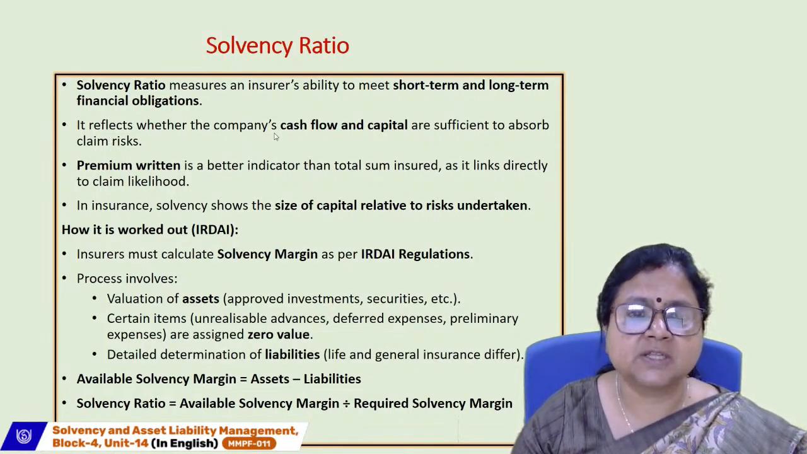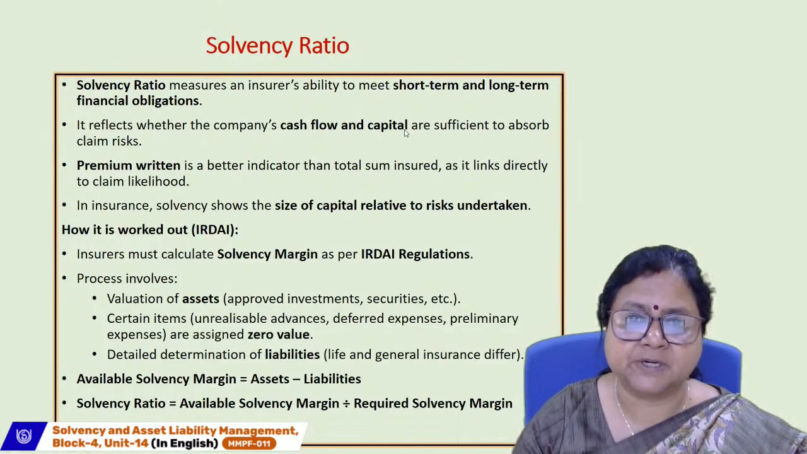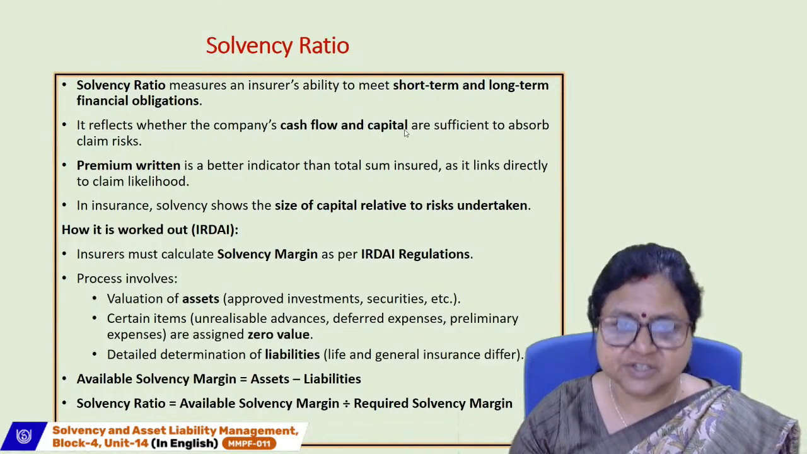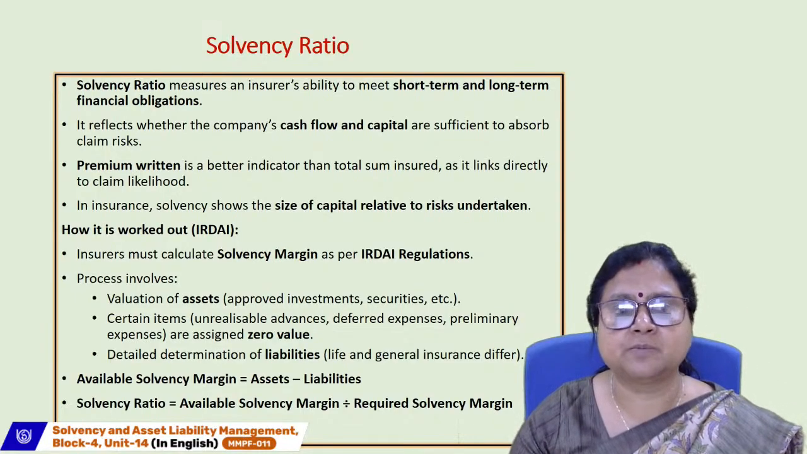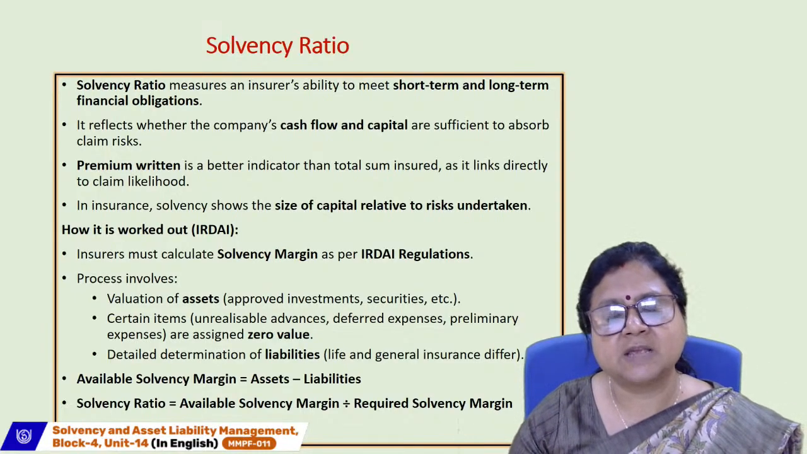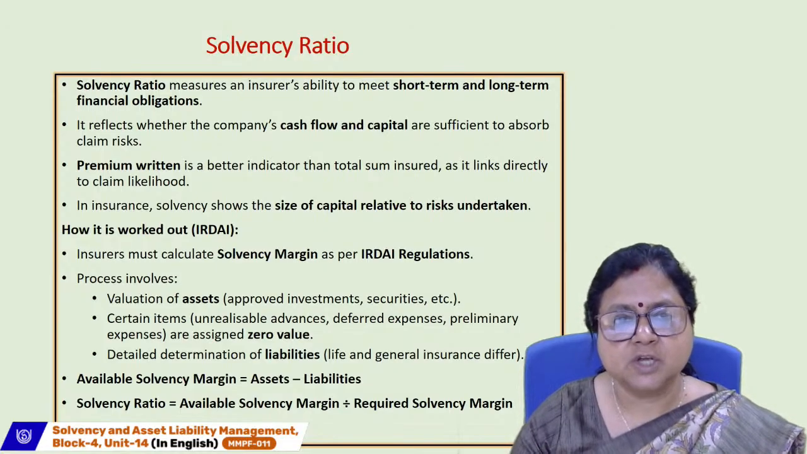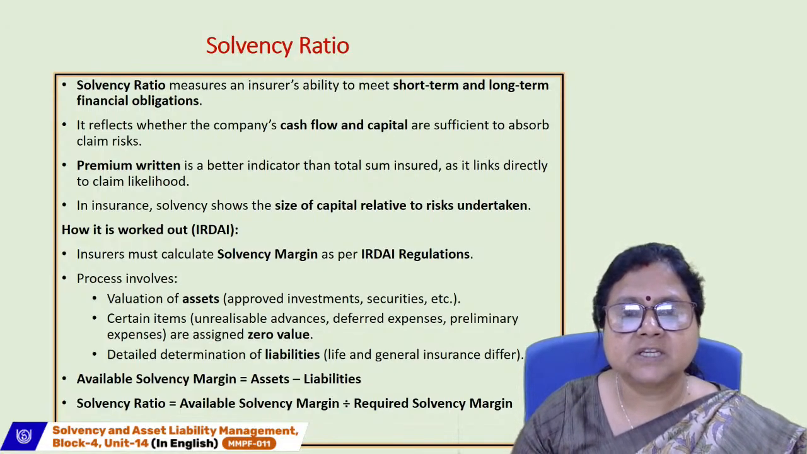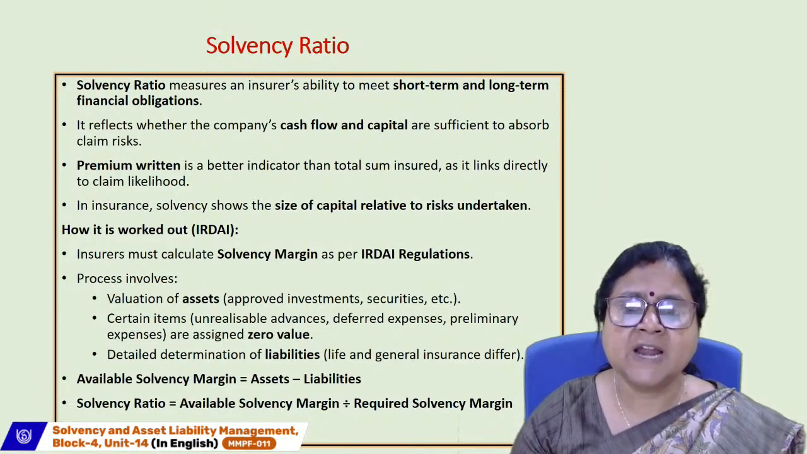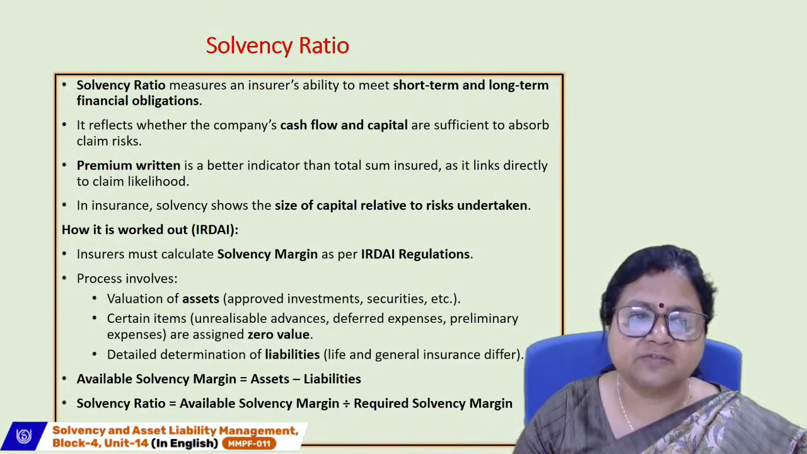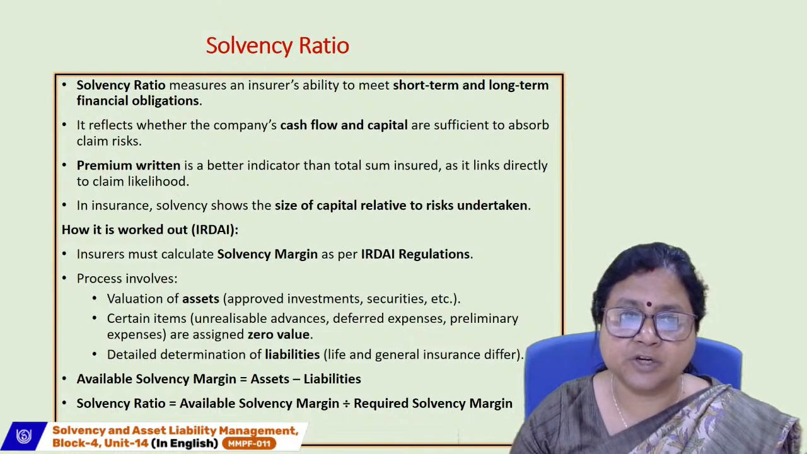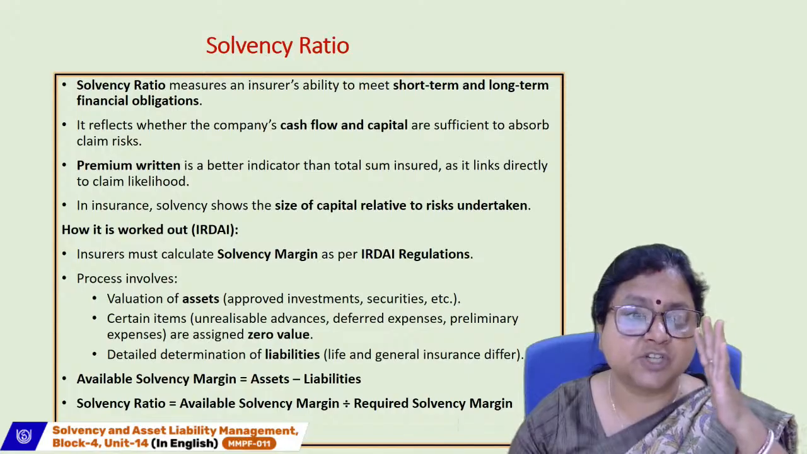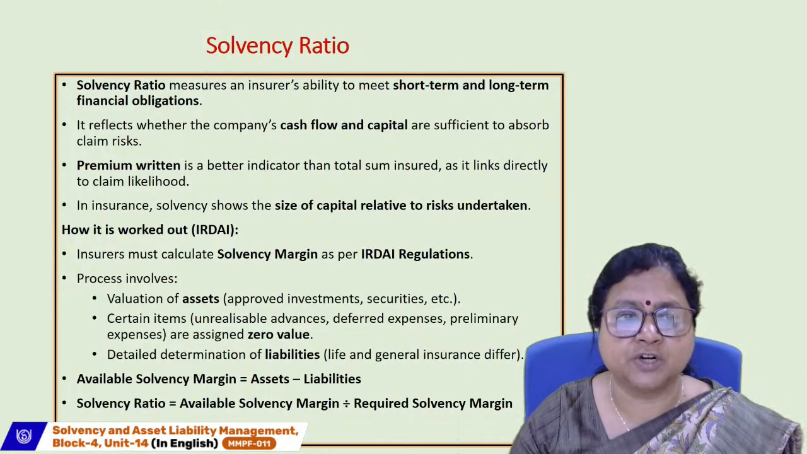It reflects whether the company's cash flow and capital, the cash which is existing with the company and the capital, are sufficient to absorb the claims risk. So what are the claims which are going to come in future? Whether the company's cash flow and capital are adequate enough to absorb the claims which they are going to receive in future, as claim settlement for the policyholders.